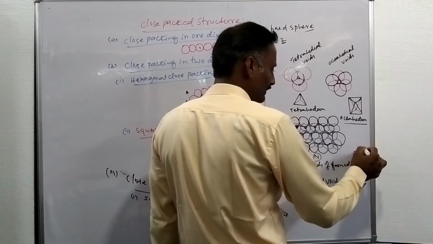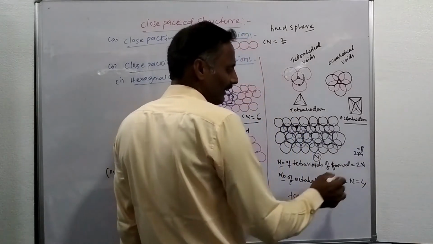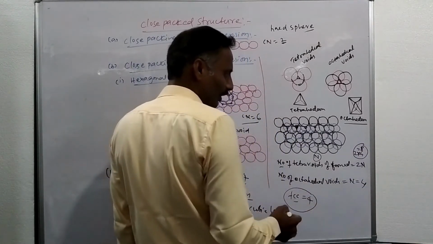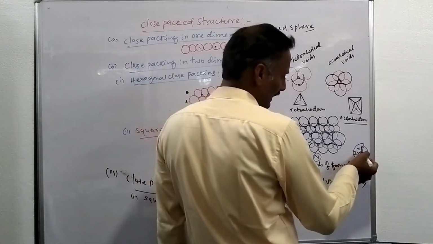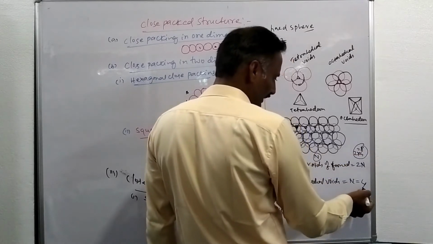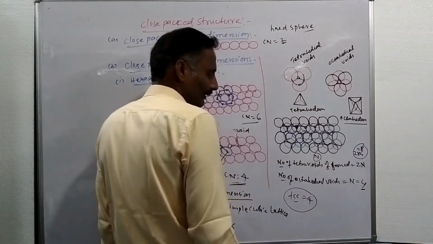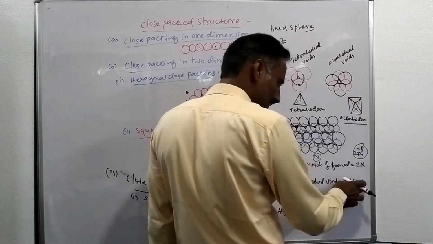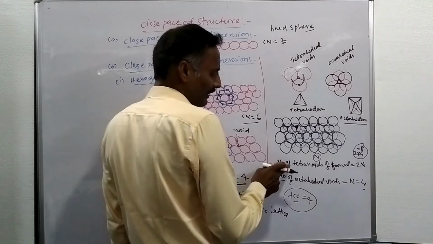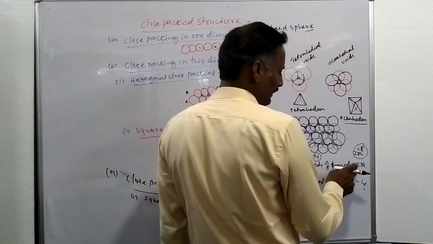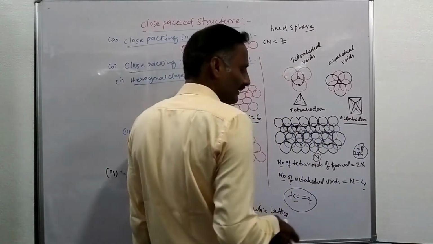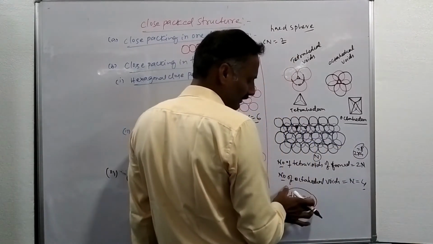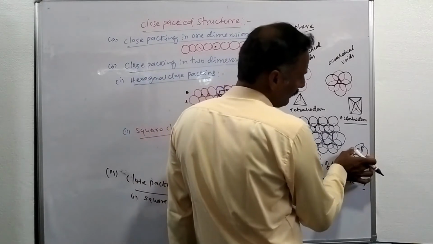2 into 4 equals how much? 8 tetrahedral voids are generated. That's why a face-centered cube contains 8 tetrahedral voids, and also 4 octahedral voids. The number of octahedral voids generated is equal to the number of particles participating in a crystal lattice, and the number of tetrahedral voids generated is equal to twice the number of particles present in the unit cell.